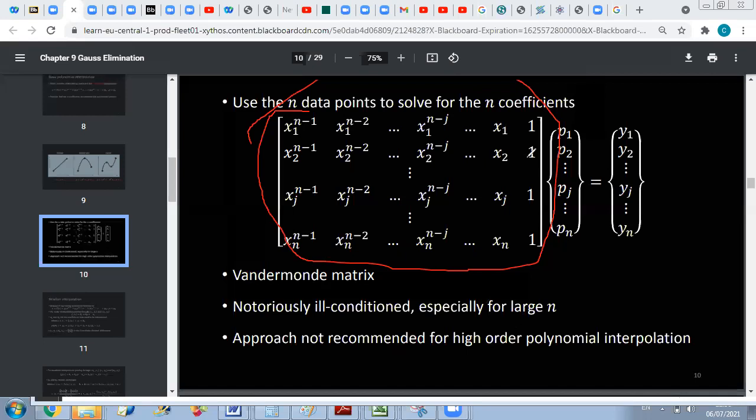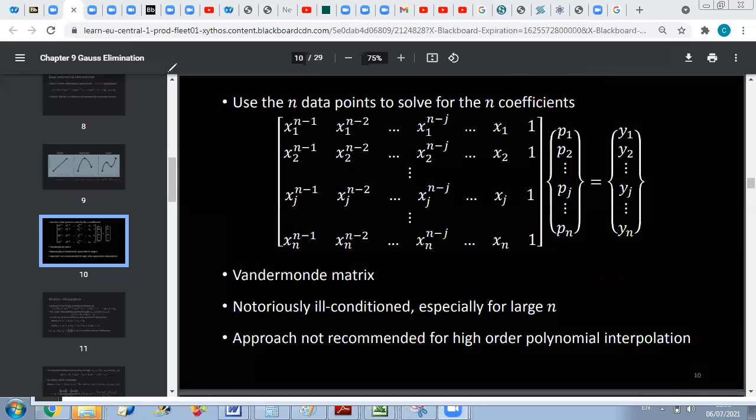Okay, so this is why we will develop in this chapter other new techniques that can perform interpolation without inducing large round-off errors, which are the Newton method and the Lagrange method.